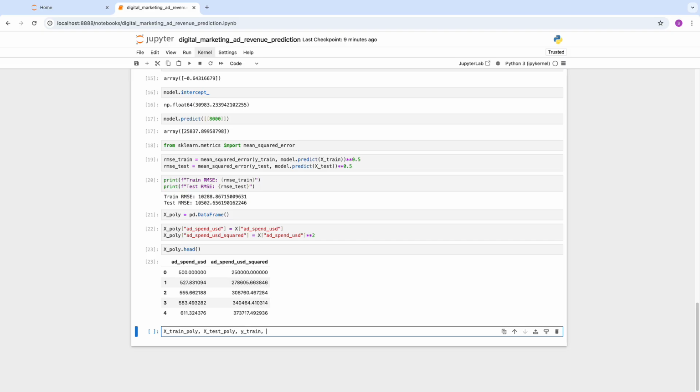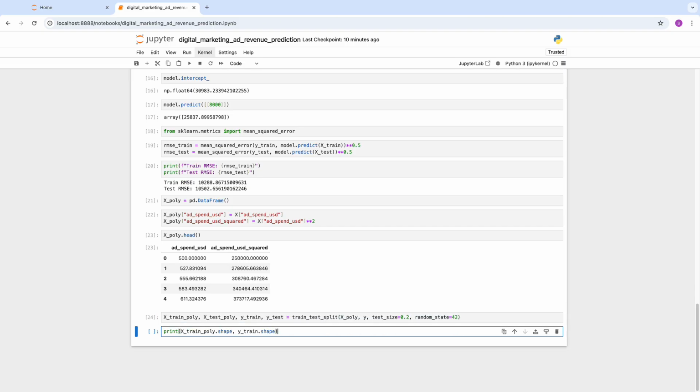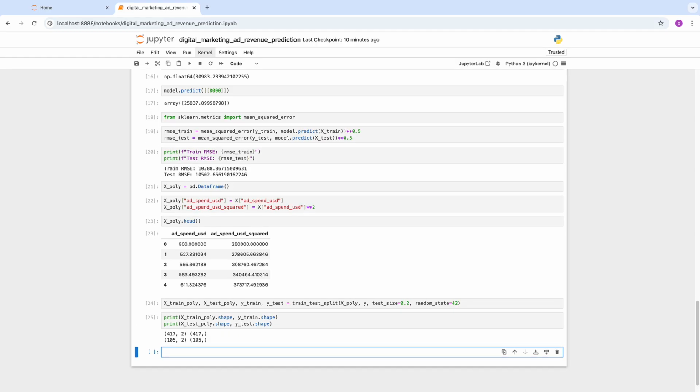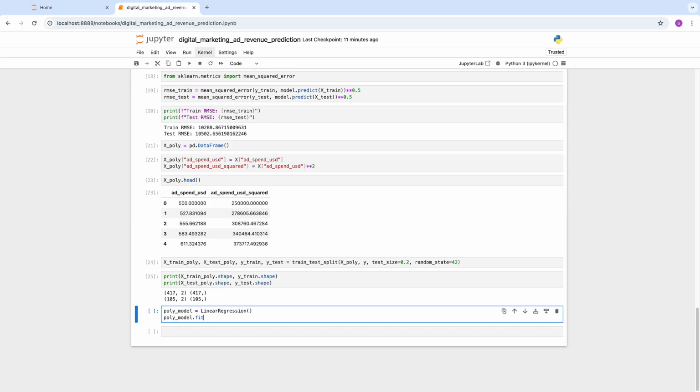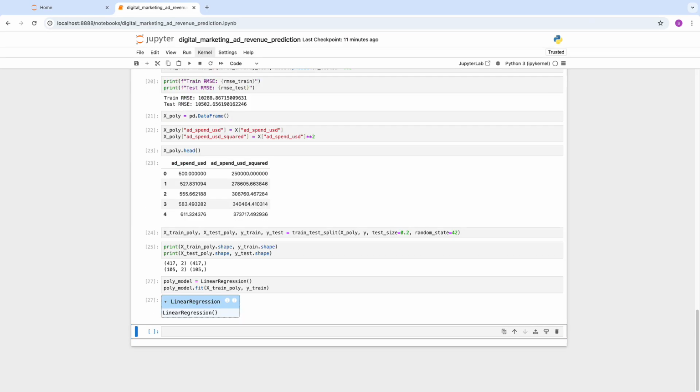Next, I'll split this polynomial dataset into training and test sets, just like we did before. Notice that each row has two values instead of one because we've expanded to two features. Finally, I'll fit a new linear regression model on this expanded dataset. And that's it. Our model is now trained with both ad spend and the ad spend squared. This is polynomial regression in action.